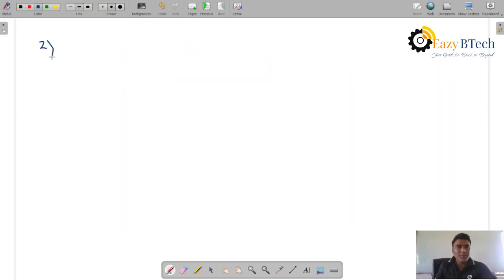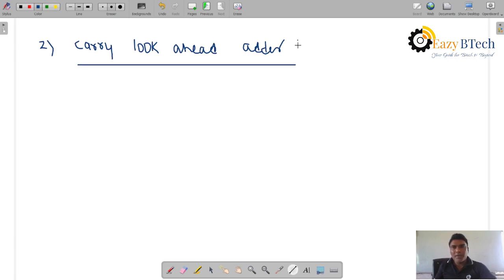What is the second one? Carry look ahead adder. It is also an adder which increases the computational speed of the carry, right? The computational speed of the carry. So let us see the circuit of the carry look ahead adder.